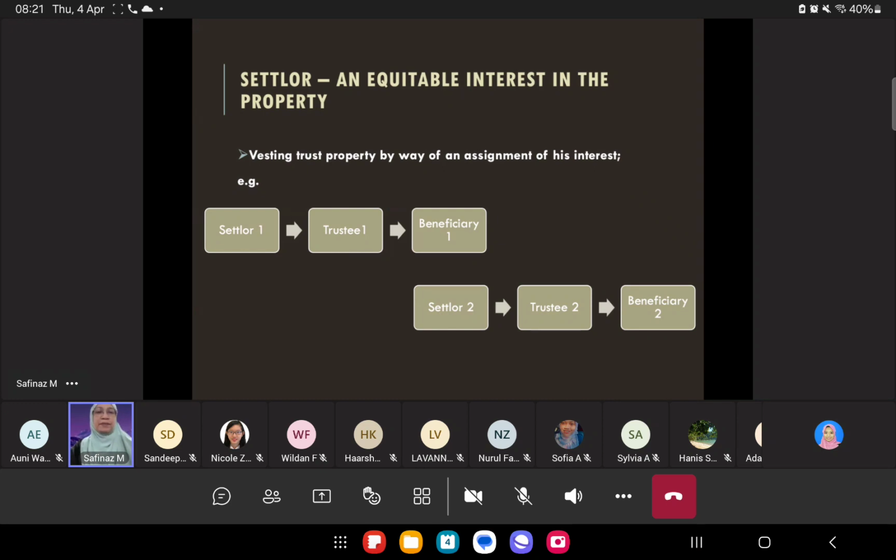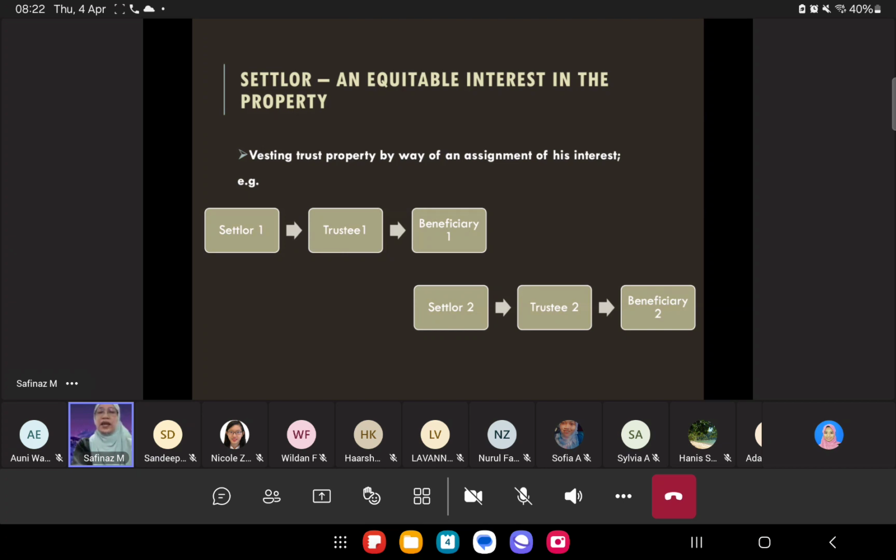Maknanya macam mana? For example, dalam ni you nampak settlor kan, trustee, beneficiary. Settlor 1, trustee 1, beneficiary 1. So this is trust number 1. Contohnya saya bagi nama lah trust number 1. So bila kita lihat trust number 1 tu, okay, settlor number 1 transfer trust property kepada trustee number 1 dan beneficiary number 1 akan dapat hak dia. So at this point of time, beneficiary itu belum ada legal title. So but he has an equitable ownership on the property, on the trust property.